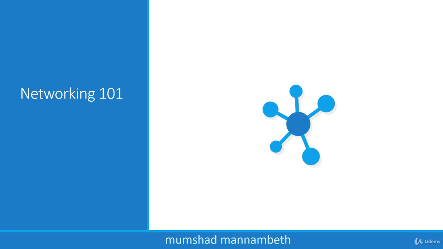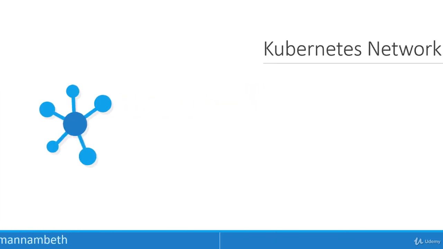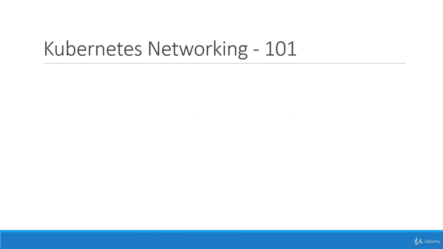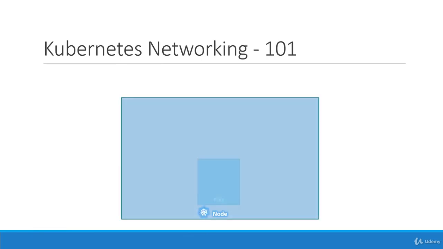In this lecture, we will discuss networking in Kubernetes. Let us look at the very basics of networking in Kubernetes. We will start with a single node Kubernetes cluster. The node has an IP address, say it is 192.168.1.2 in this case. This is the IP address we use to access the Kubernetes node, SSH into it, etc.